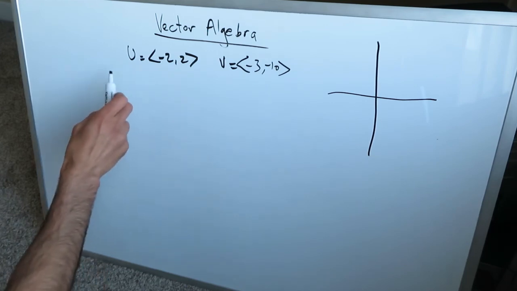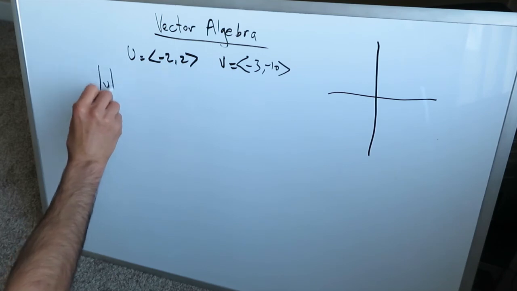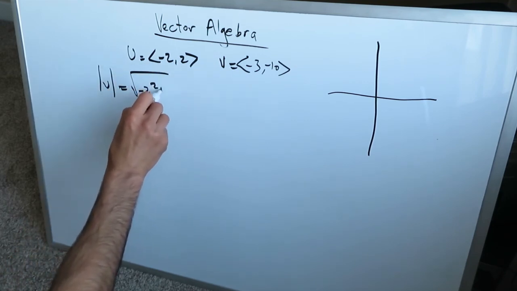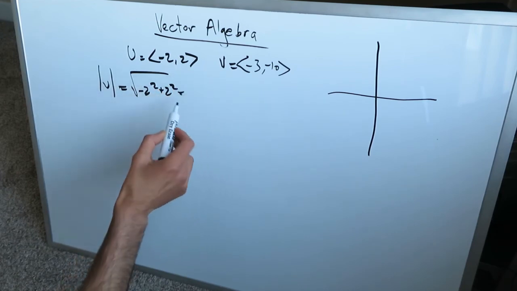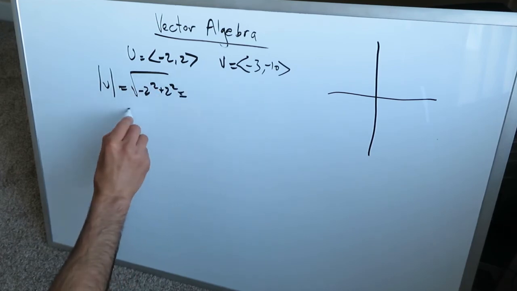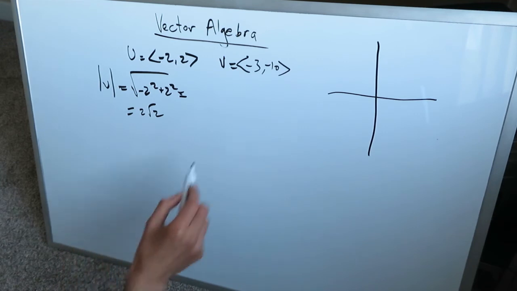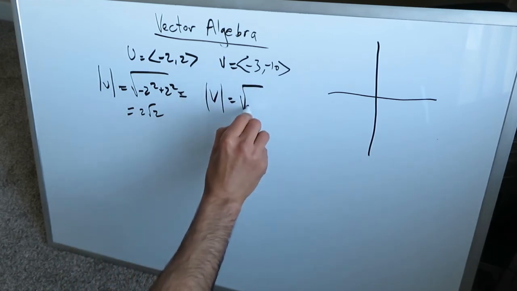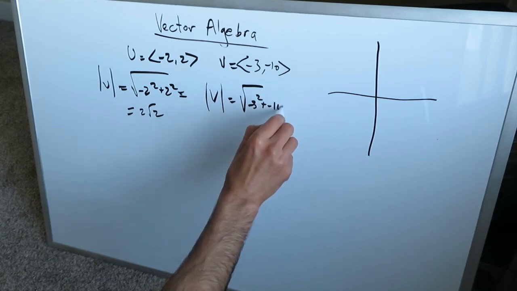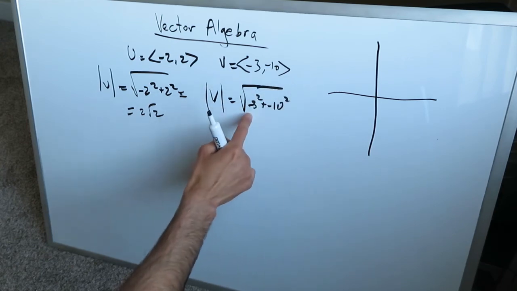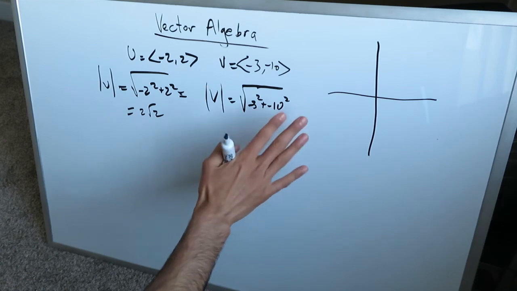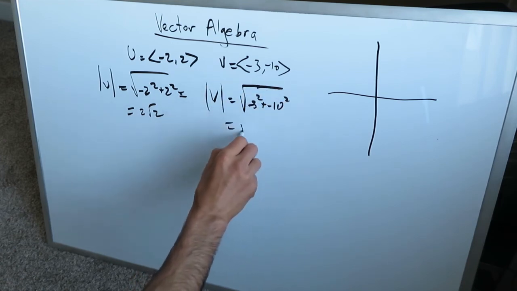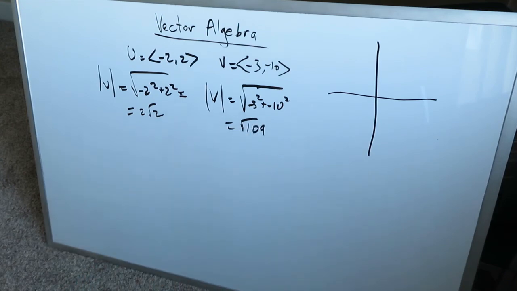Let's look at the magnitude of u. The magnitude of u, given this notation, will be equal to the square root of minus 2 squared plus 2 squared. You know that's going to be root 8, but we will simplify that as 2 root 2. The magnitude of vector v is going to be the square root of minus 3 squared plus minus 10 squared. Remember, it's always the horizontal component squared plus the vertical component squared, and the square root of that. And you know you're going to get 100 plus 9, so you'll get root 109.